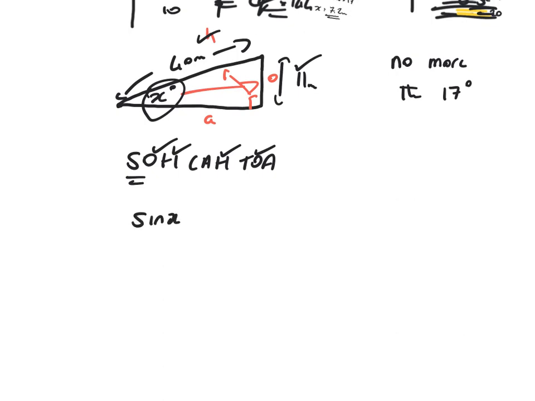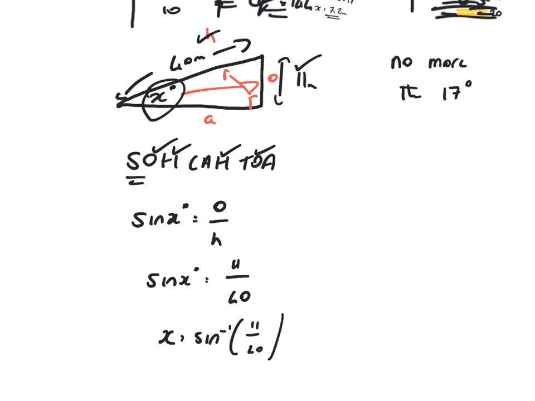So it's sine of x degrees is equal to the opposite over the hypotenuse. Sine of x is equal to the opposite, which is 11, over the hypotenuse, which is 40. x equals sine inverse of 11 over 40, so I'll punch that into the calculator. The sine inverse button, open up a bracket, 11 divided by 40, close the bracket and hit equals. And to one decimal place, that will give me 16.0 degrees.